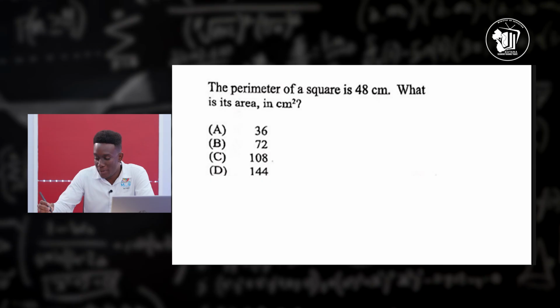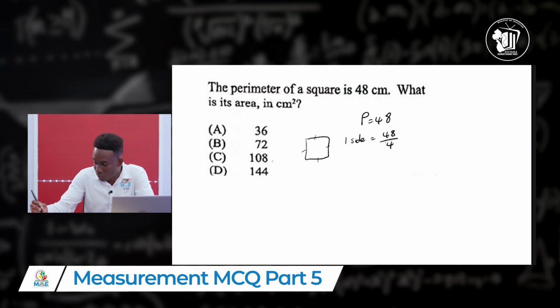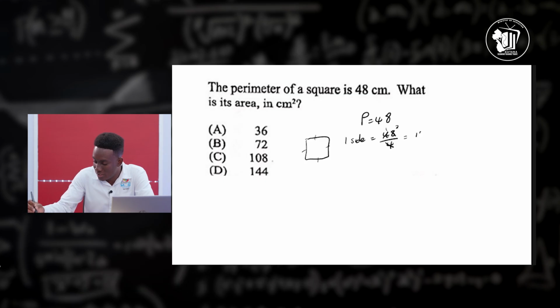This one says, the perimeter of a square is 48 cm. What is its area in cm squared? We know the perimeter of the square is 48. For a square, all the sides are equal, so if we add up all these sides, we get 48. To find one side, it will be 48 divided by 4, which is 12. So one side is equal to 12.